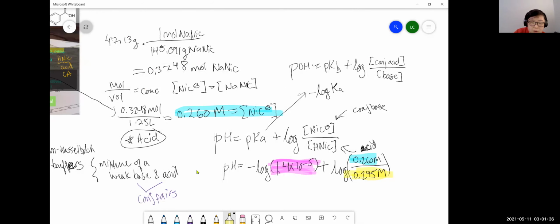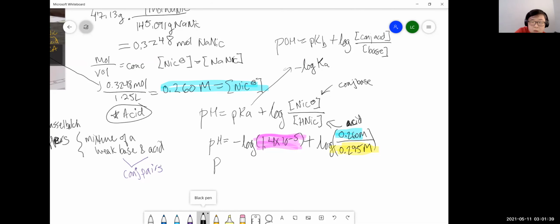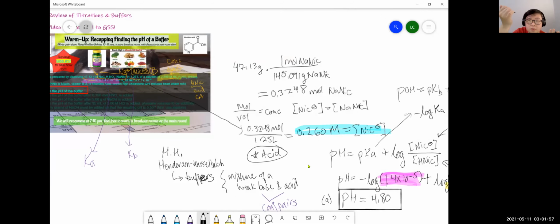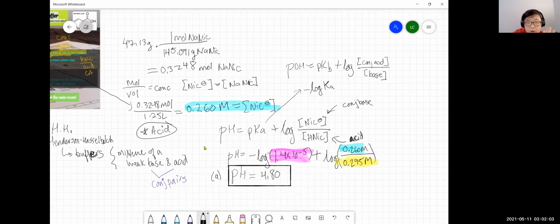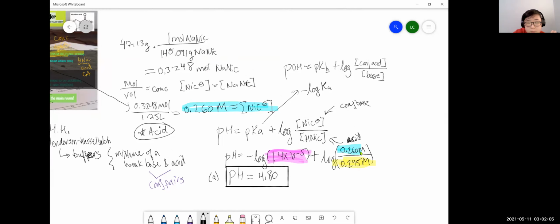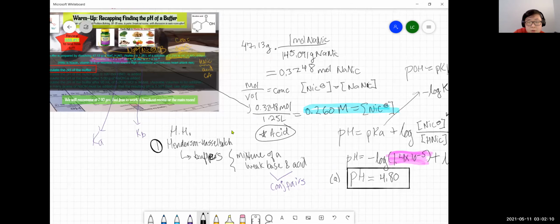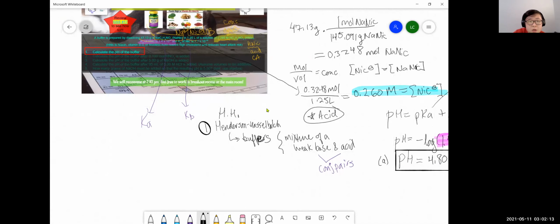Once we calculate that, we get pH equals 4.80. So that's the answer to part A. This is the pH of the buffer. That's pretty simple. We just used Henderson-Hasselbalch. You just need to find the concentrations, find all the unknowns: the pink guy, the blue guy, and the yellow guy. For this one, we had to calculate the concentration and backtrack, but we found the pH.